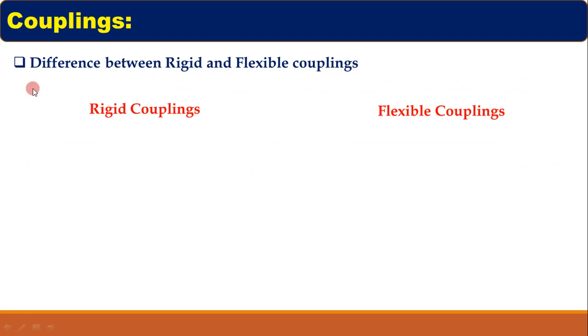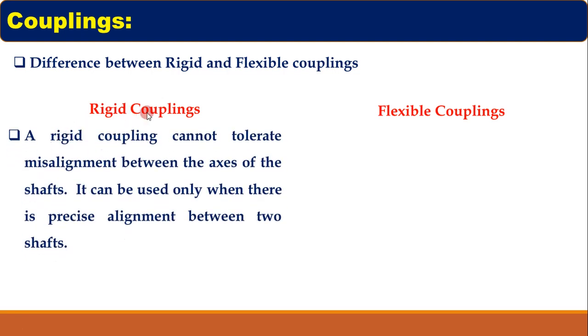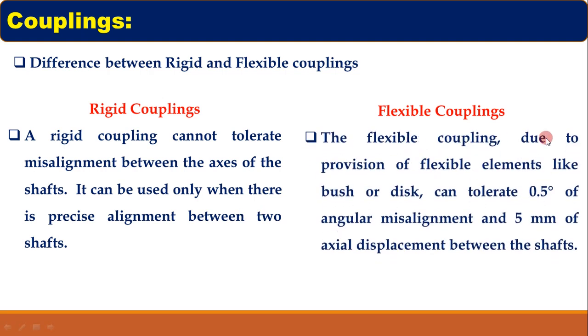Now let us talk about the difference between the rigid and flexible couplings. First of all, let us consider the first point for the rigid coupling. A rigid coupling cannot tolerate misalignment between the axes of the shafts. It can be used only when there is a precise alignment between the shafts. The flexible coupling, due to the provision of flexible elements like a bush or disc, can tolerate 0.5 degree of angular misalignment and 5 mm of axial displacement between the shafts.